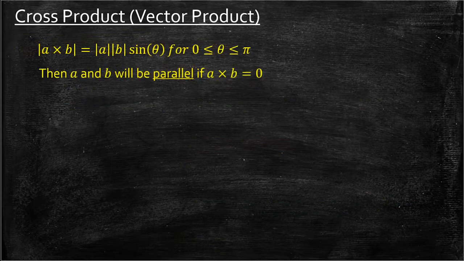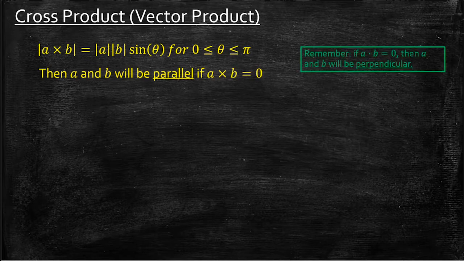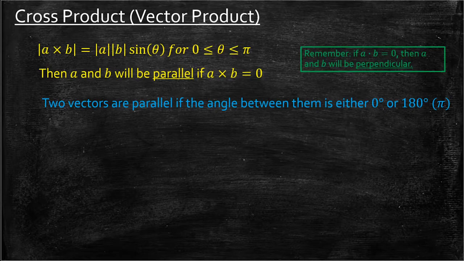There's another interesting result. If we know that the modulus of the cross product is this result over here, we can actually show that a and b will be parallel if the cross product equals 0. Now remember, this is different to the dot product, because when the dot product equaled 0, then we knew that a and b were perpendicular. Here we're saying when the cross product is 0, a and b are going to be parallel. So two vectors are parallel if the angle between them is either 0 degrees or 180 degrees. That means that sine of 0 is the same as sine of 180 degrees, which equals 0.